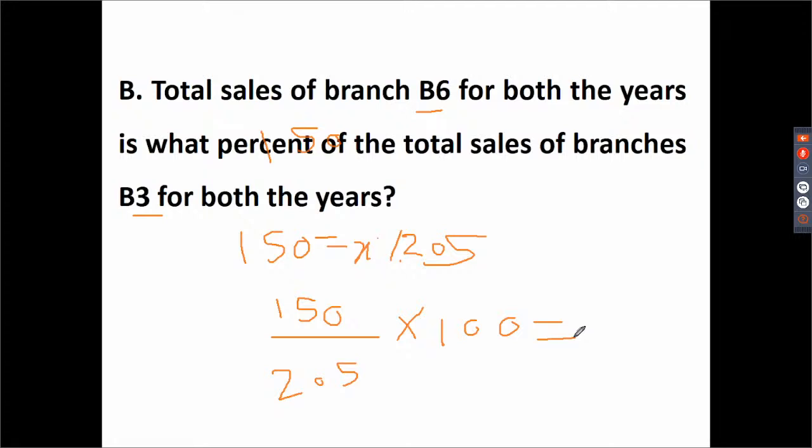Do it fast. So X is what percentage of Y means X by Y. What percentage of X is Y means Y by X. Both are different. Please understand the statement.